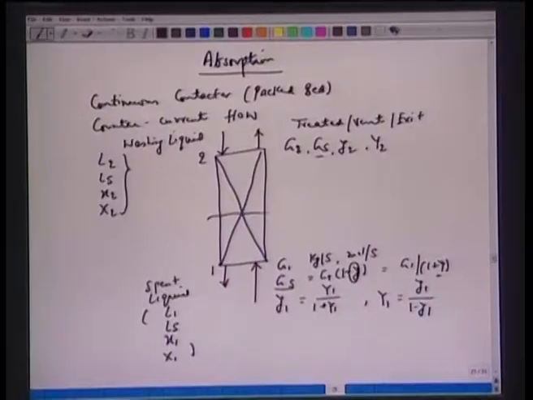At any cross section, we can write L, LS, x, capital X. And here in the gas phase, we can write G, GS, small y, and capital Y. Make a note here that GS remains constant, the same. LS also remains the same, because these are all solute-free bases.